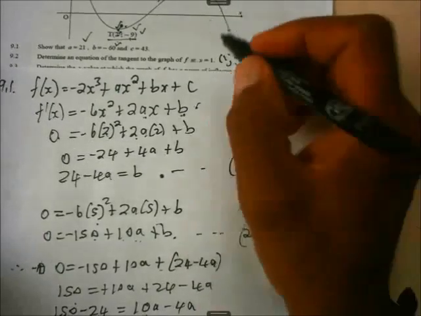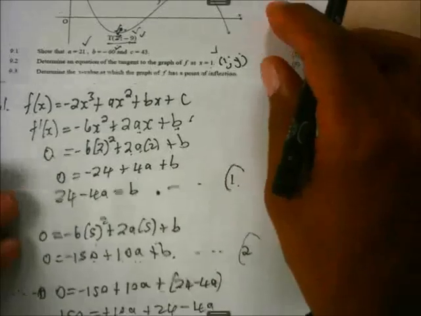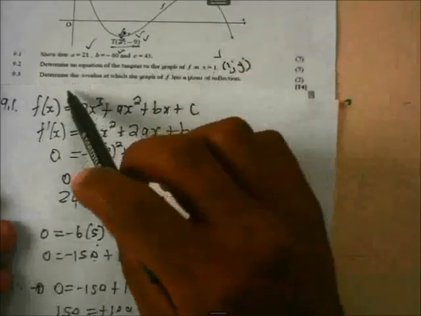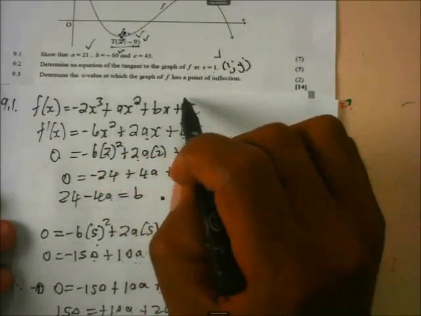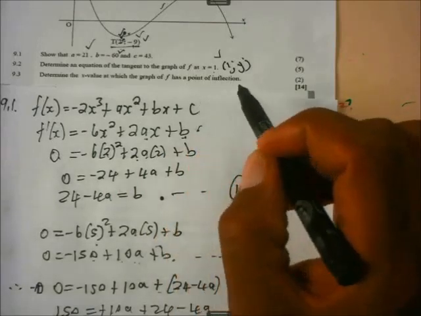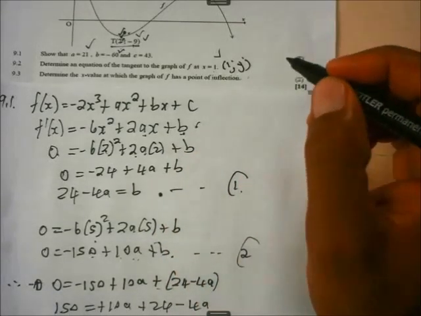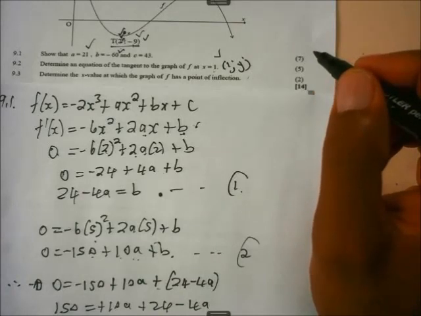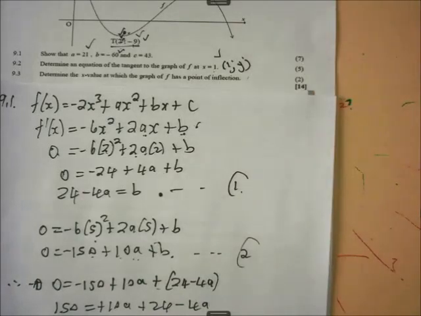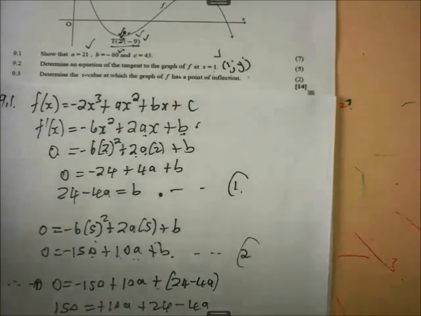Of course, boys and girls, we looked at the equation of the tangent yesterday, and later on this morning we looked at the x value at which the graph has a point of inflection. We said now you need to determine what? You need to determine the second derivative, and thereafter you let it be 0 and you solve for x.